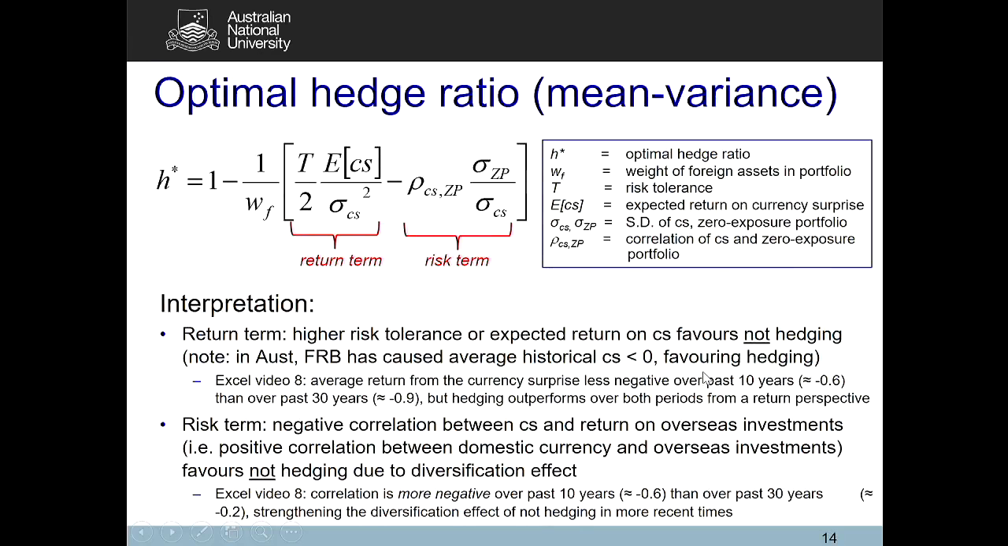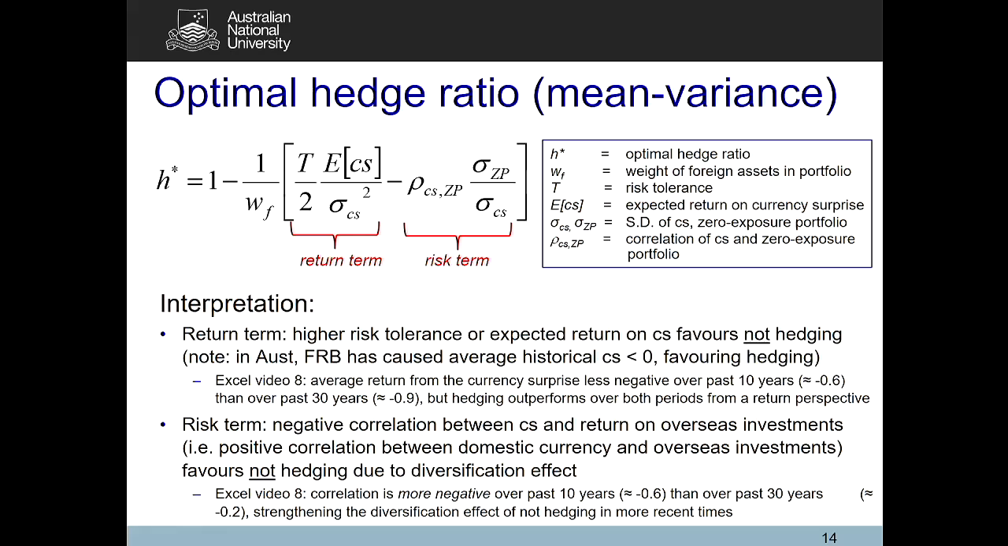You then subtract your risk term. Now, your risk term has a correlation, which is what's important, I'll come back to that, times the standard deviation of a zero exposure portfolio, that's 100% hedged, divided by the standard deviation of the return on the currency surprise. You're going to do this in the tutes, remember. But what really matters is this correlation term. This is the correlation between the return on the currency surprise and the return on your overseas portfolio had you fully hedged your currency risk.